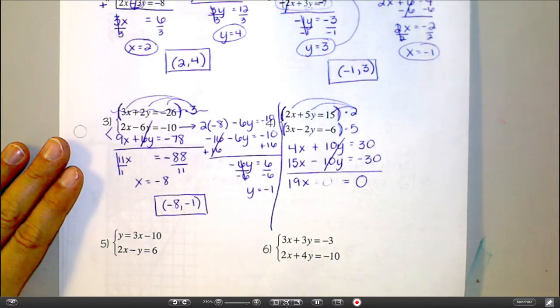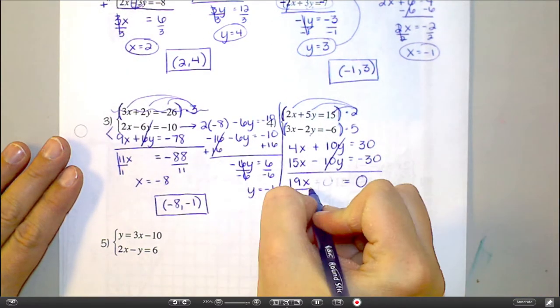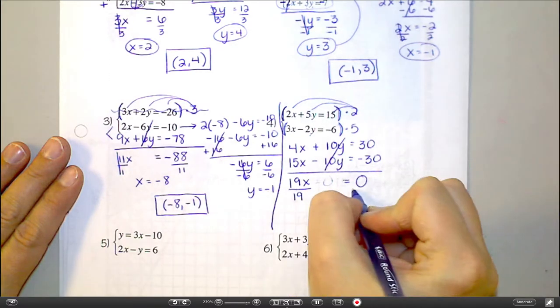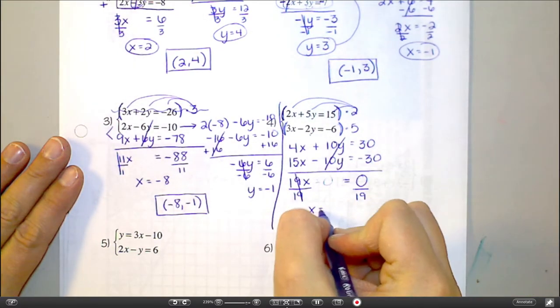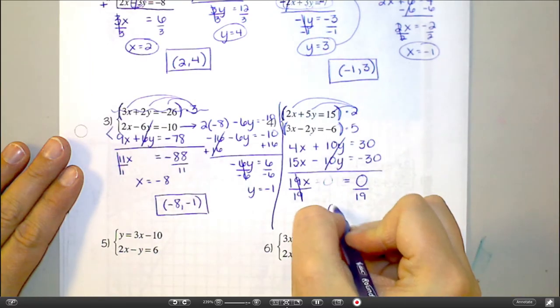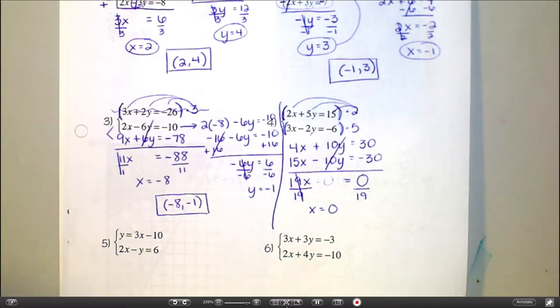That's okay. Divide by 19. What's 0 divided by 19? Still just 0. So x is going to equal 0, which is totally a valid answer.